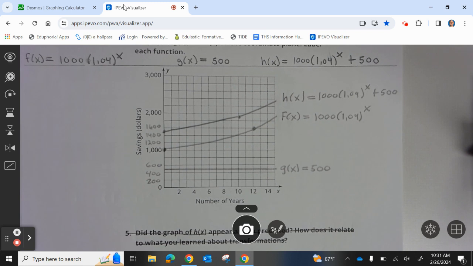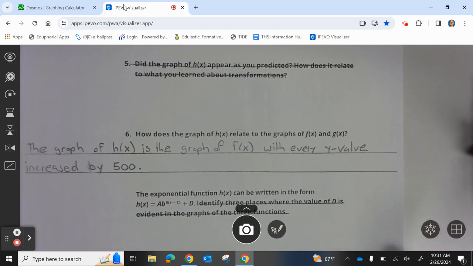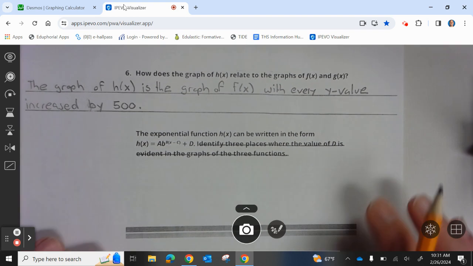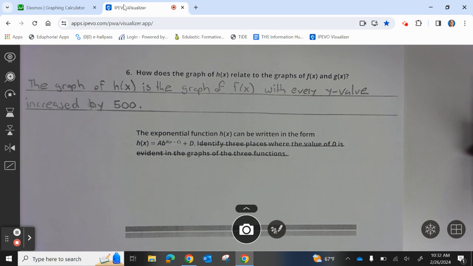Okay, go ahead and finish up your graph. I go ahead and mark out 5, 6. How does the graph of h of x relate to the graph of f(x) and g of x? The graph of h of x is a graph of f(x) with every y value increased by 500. The exponential function h of x can be written in the form of h of x equals a times b to the x minus c plus d. Let's take a look at the next page.